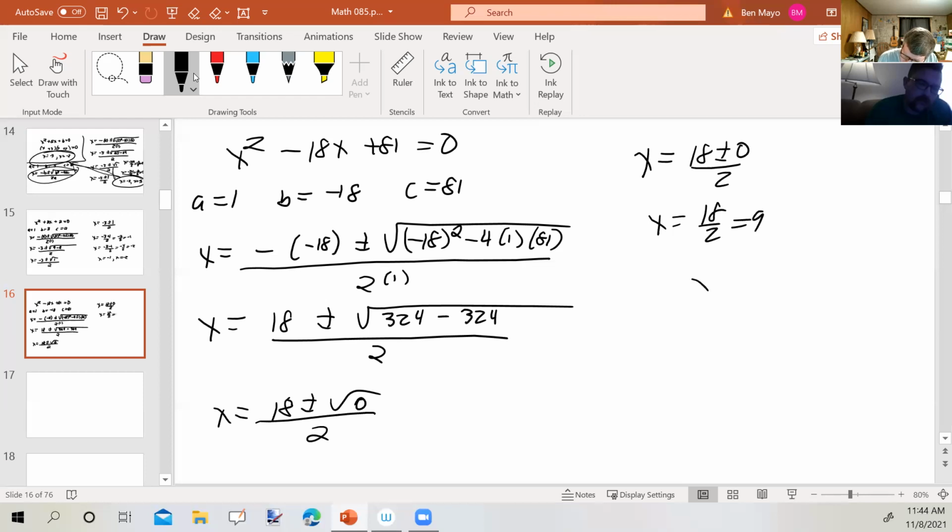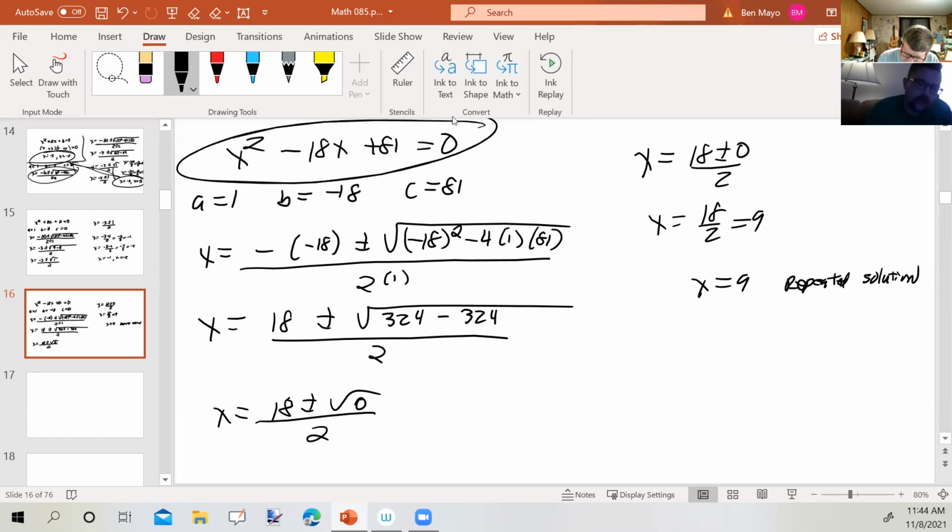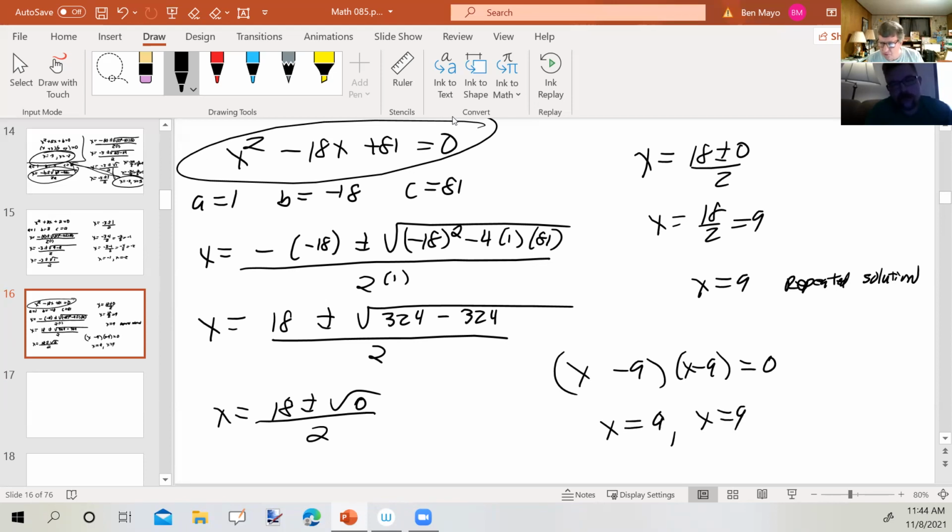So basically, we just get x equals 9, and this is what we call a repeated solution. I was going to say repeated root, but we don't call them roots till we get to pre-calc. So it's a repeated solution. There are two solutions, but they're both 9. For instance, if we were to factor this, we would get x equals 9 as our solutions.